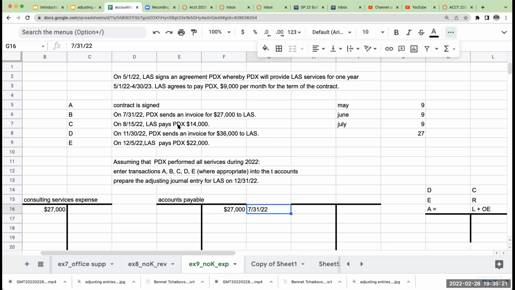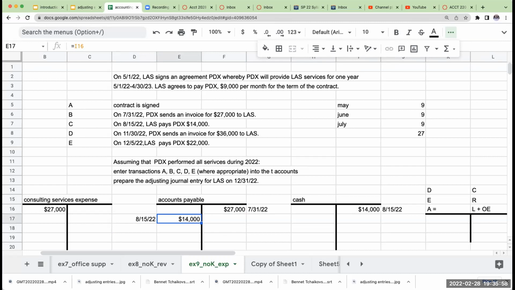Over here, I pay them $14,000, right? So if I'm giving them cash, my cash is going to be going down. I'm going to show that decrease to my asset with a credit. Over here, this is going to be 8/15/22. For every credit, I need a debit. When I'm paying the cash, I'm essentially paying down the amount that I owe on this accounts payable. So over here, I'm going to debit accounts payable because at this point in time, do I now owe them $27,000 once I've paid them $14,000? The answer is no. I now owe them $13,000.